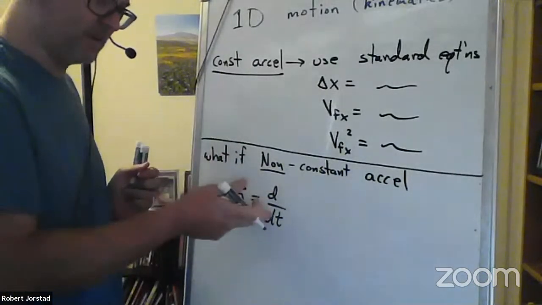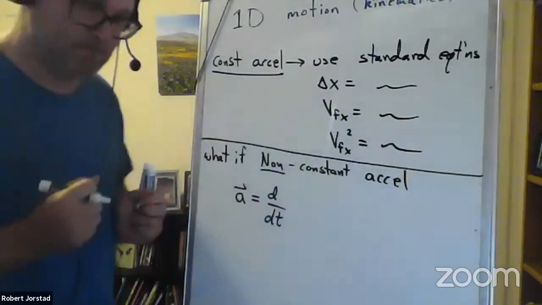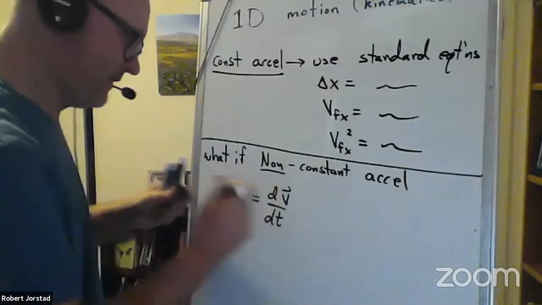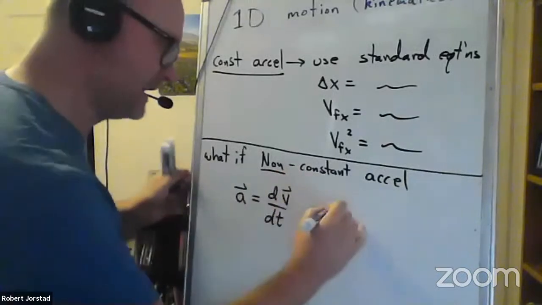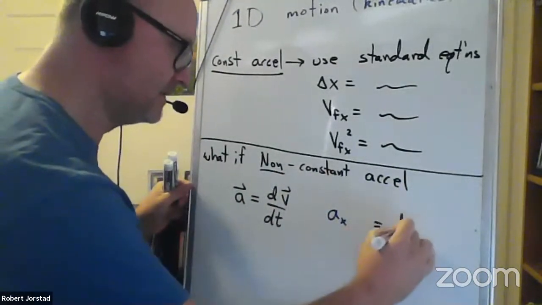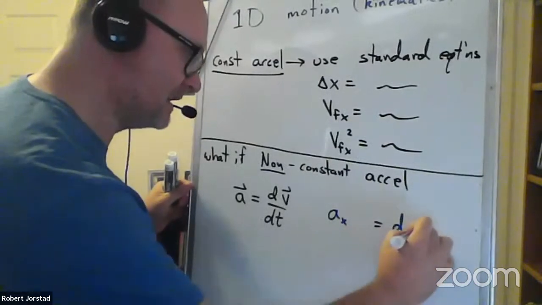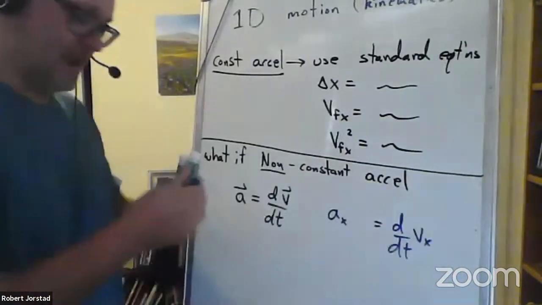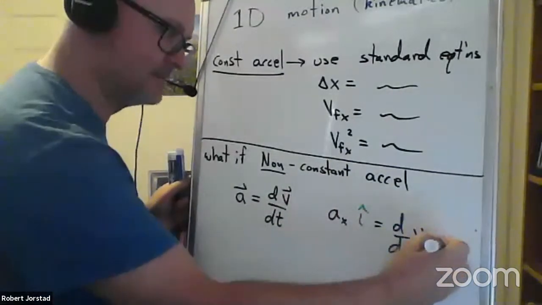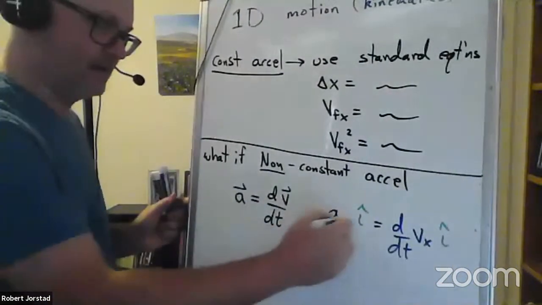What do we take the derivative of to get acceleration? The velocity. Velocity. And those are both vectors. Now, again, we could do this the same way as before, where we say this is something like a sub x equals d dt of v sub x. And then, just like before, we could put our i hats on there again and cancel them out.